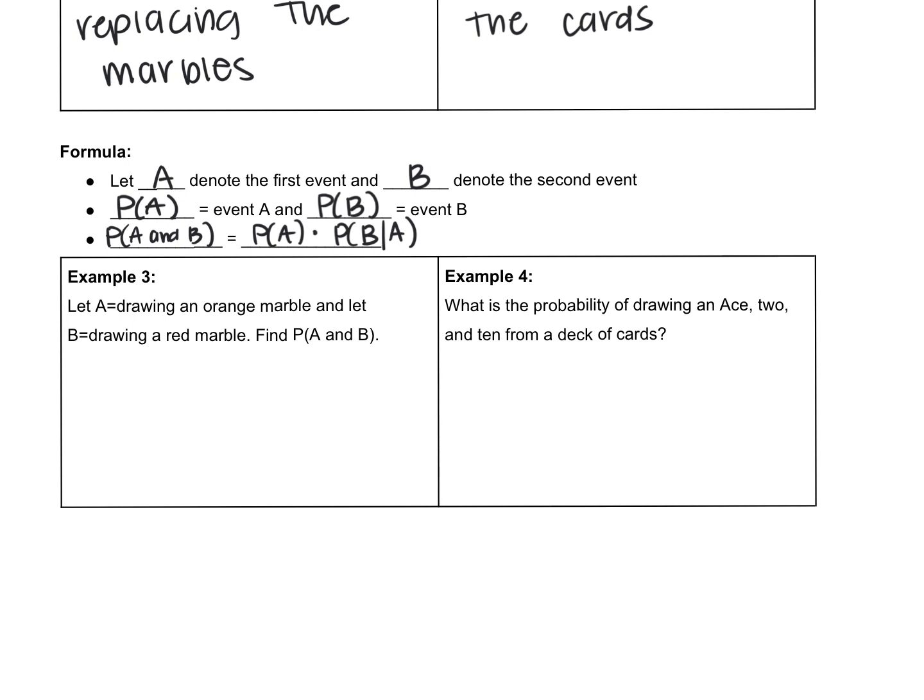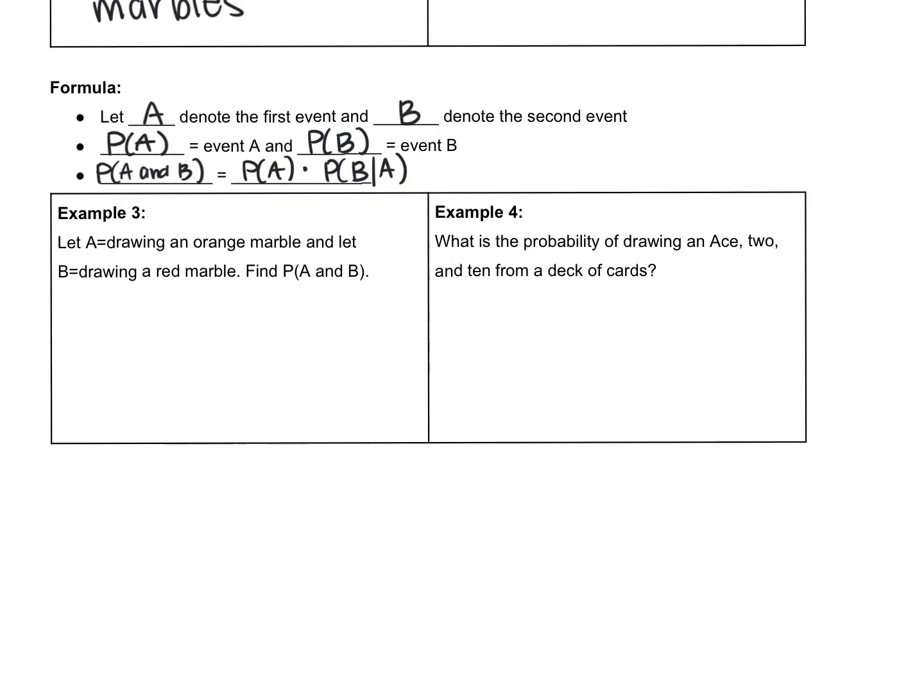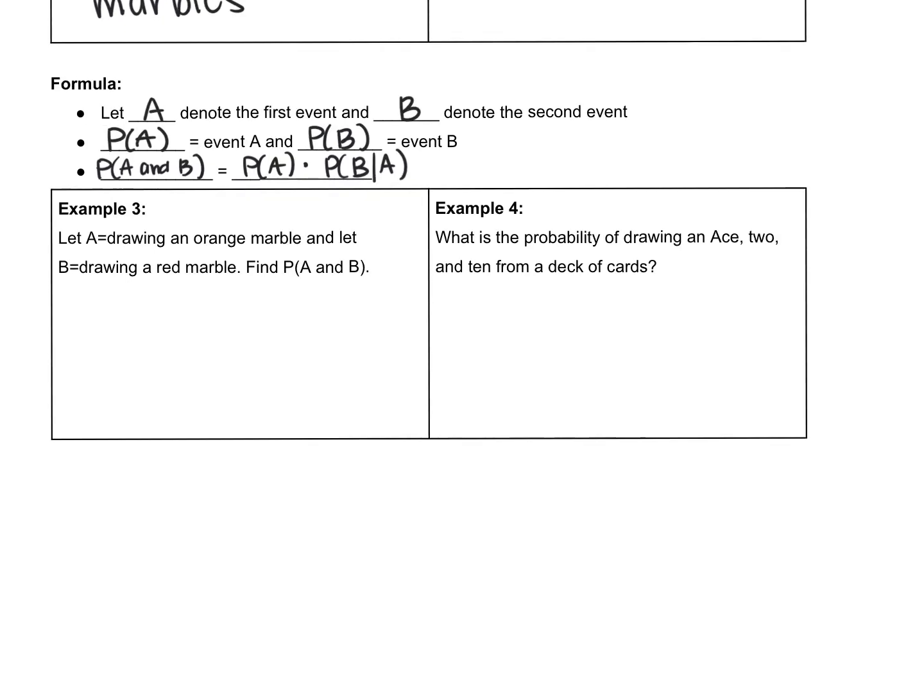There is a specific formula for it, but we're going to do a very basic version of given, so you don't have to worry about it being too complicated. So for an example, we're looking at our marbles. A is drawing an orange marble, B is drawing a red marble. We want to find the probability of A and B. So for the probability of A, it doesn't change, drawing an orange marble, 9 out of 20, times, and instead of just doing the probability of B, like if they were independent events, we are going to treat it as, all right, what's the probability of B given A has already happened?